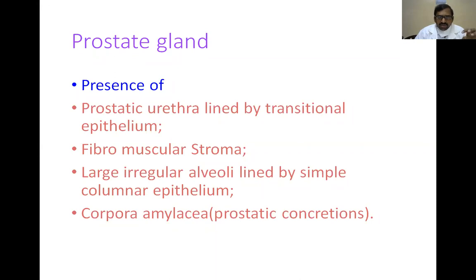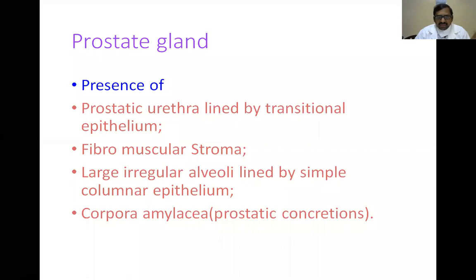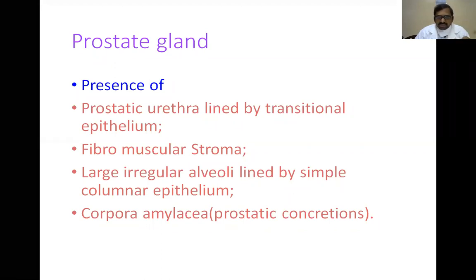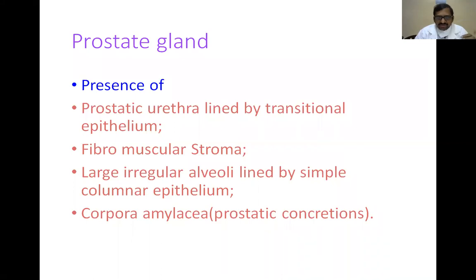Okay, here what are the characteristic features of the prostate gland histology we see. If you observe the prostate gland slide under the microscope, first you have to observe the epithelium. The prostatic part of the urethra is lined by transitional epithelium. If there is a small lumen in the gland, it must be lined by transitional epithelium or urothelium. Already you know why it is called transitional epithelium. I don't want to discuss it in detail.